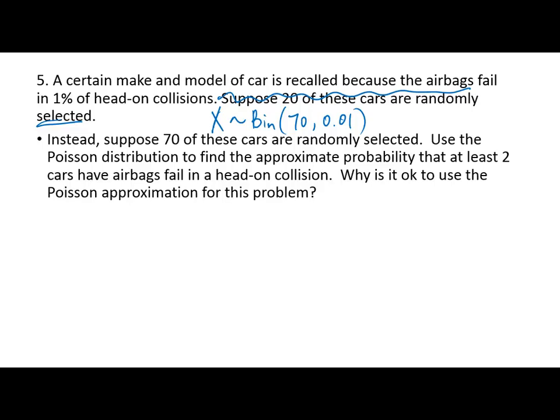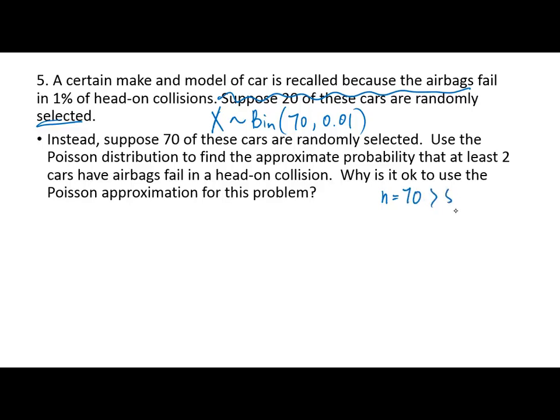But again, if I want to use the Poisson approximation, I need 2 things to be true. Does anybody remember what those are off the top of your head? N is greater than 50, and N times P is less than 5. That's exactly right. So that tells us what mu is going to be. I need my sample size to be bigger than 50.